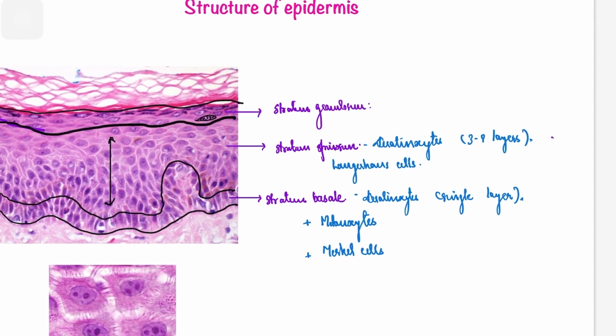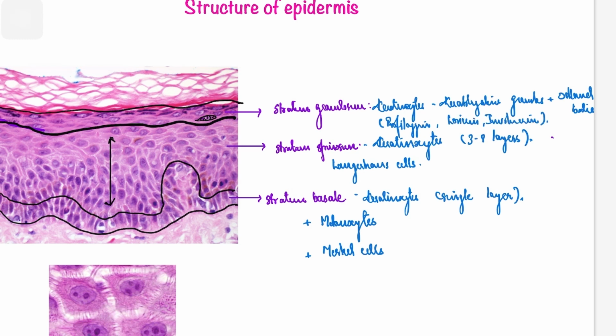And this layer is around 2 to 3 layers, and this also contains keratinocytes, and the keratinocytes contain the keratohyalin granules and lamellar bodies. Okay, keratohyalin granules plus lamellar bodies. These keratohyalin granules are made up of profilagrin, loricrin, and involucrin proteins. And the lamellar bodies contain lipid vacuoles.